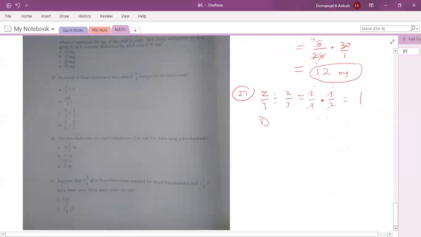And then for number 28, the two short sides of a right triangle are 12 inches and 9 inches. How long is the other side? For this question, we have to remember this fact, the Pythagorean Theorem.